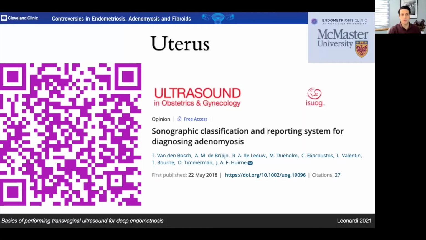I will encourage you to use this QR code to take you directly to this article, the Sonographic Classification and Reporting System for Diagnosing Adenomyosis.